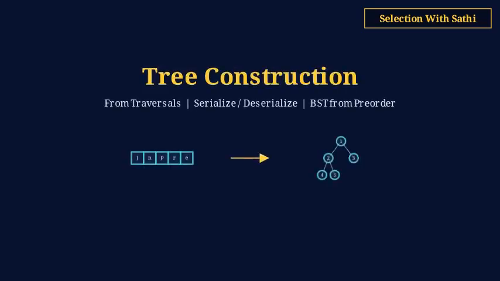Today we learn how to construct binary trees from traversal sequences. This is one of the most frequently asked topics in GATE CSE. We will cover building a tree from Inorder plus Preorder, Inorder plus Postorder, constructing a BST from Preorder alone, and serializing and deserializing binary trees. All with code on screen and step-by-step dry runs.